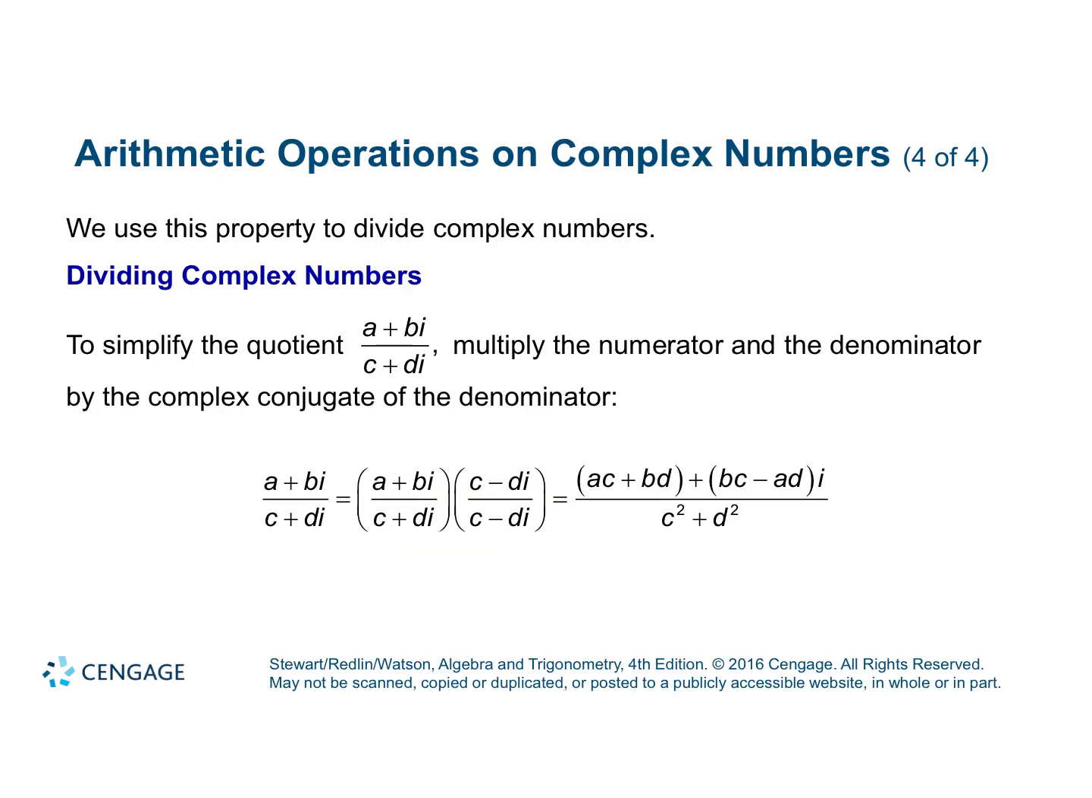So we're going to talk about arithmetic operations on complex numbers. We use this property to divide complex numbers. To simplify the quotient (a + bi) over (c + di), multiply the numerator and the denominator by the complex conjugate of the denominator. So what does that mean?